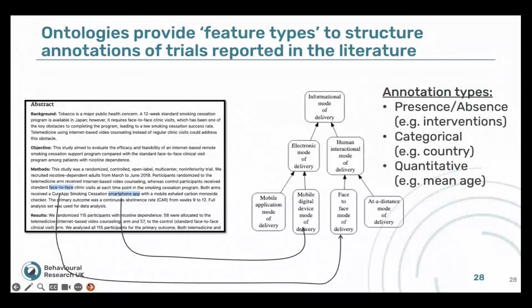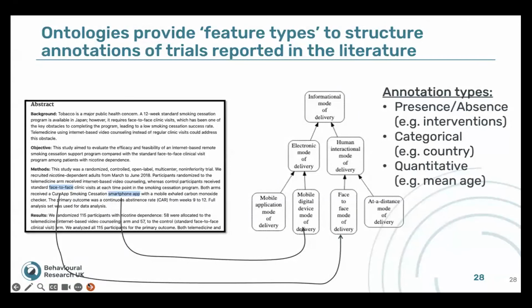So you have here a subset of a part of the ontology. This is in fact a part of the behavior change intervention ontology mode of delivery sub-ontology. So here you're talking about different ways that interventions can be delivered. And what you see here, for example, is one option is a digital device mode of delivery, and another option is a face-to-face mode of delivery.